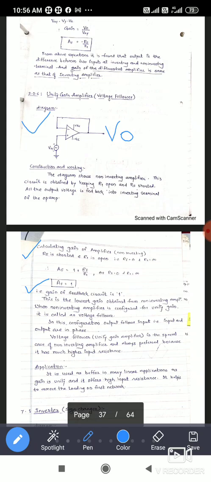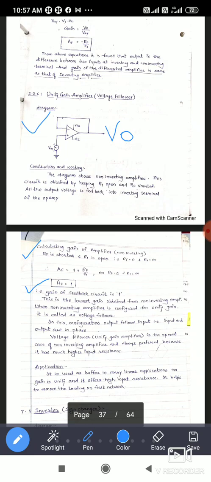The feedback resistor is shorted, so it is 0, and R1 is open, so R1 is infinite. So if you put these into the gain of the non-inverting amplifier, 1 plus RF divided by R1, with RF equal to 0 and R1 equal to infinite, you get AF equal to 1. That is, the gain of the feedback circuit is 1. Now this is the lowest gain obtained from the non-inverting amplifier. We cannot get a gain lower than this. The gain is minimum 1 in the case of an op-amp.